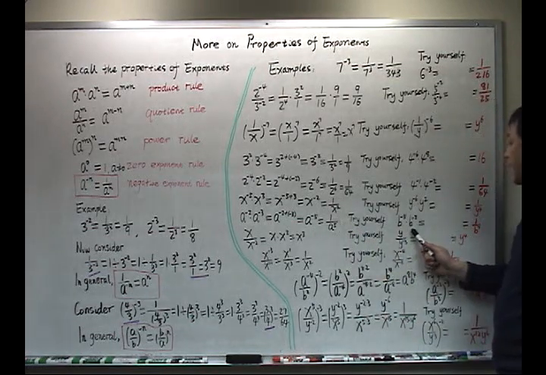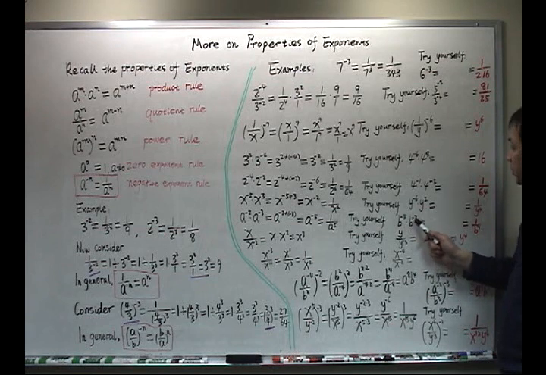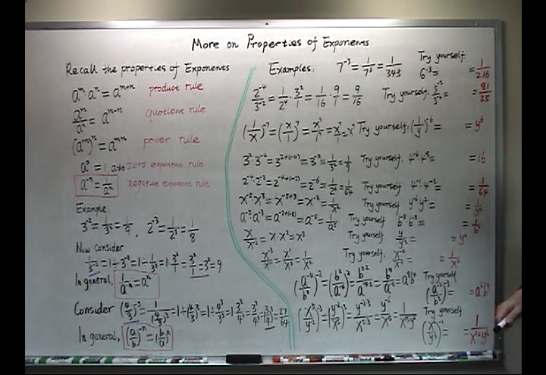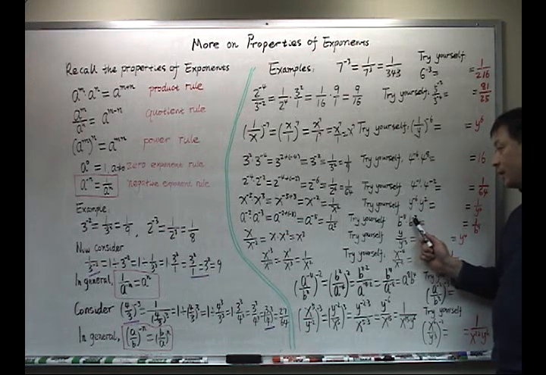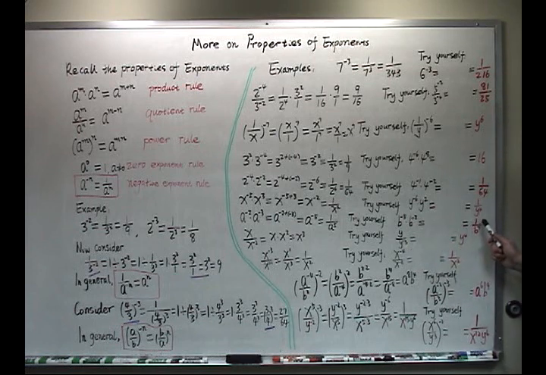Try this one yourself. You will see b to the -5th times b to the -2, and then -5 plus -2 is -7. The negative sign gives us 1 upstairs, downstairs is b to the 7th.